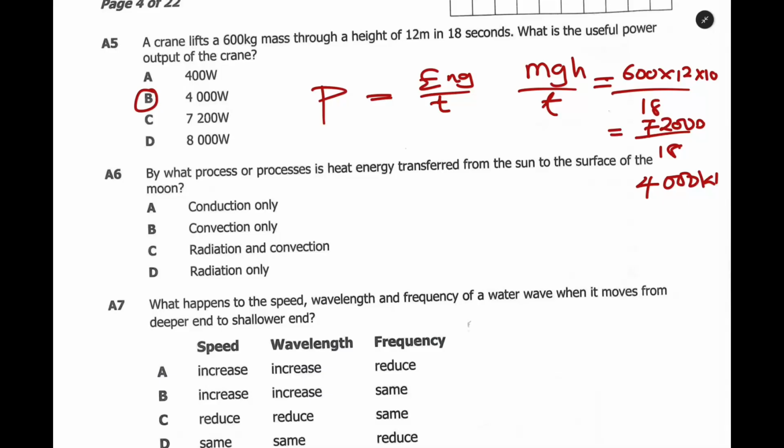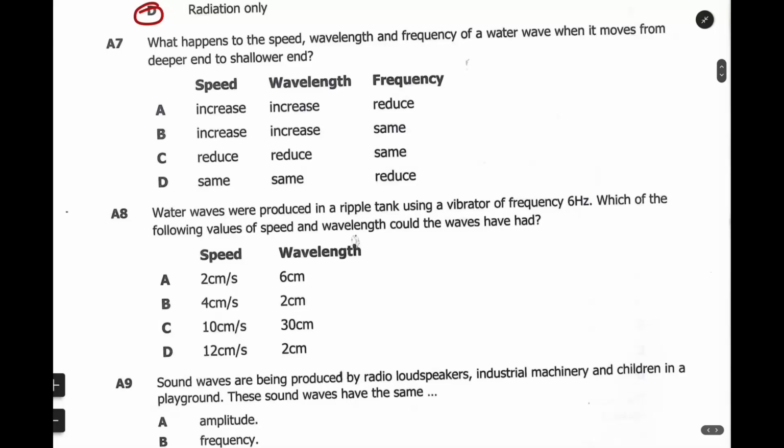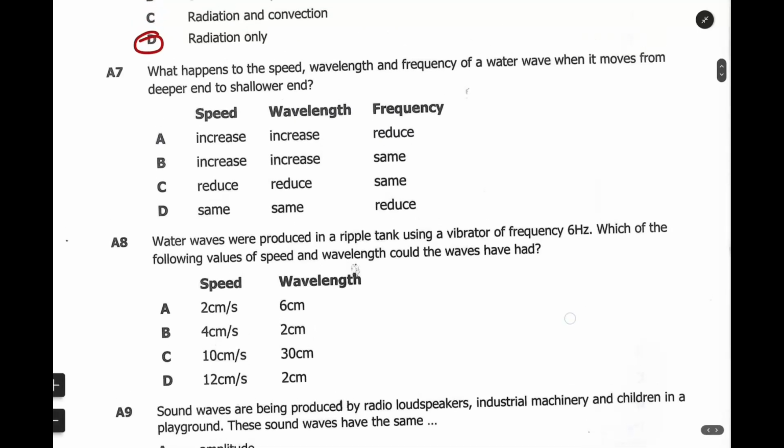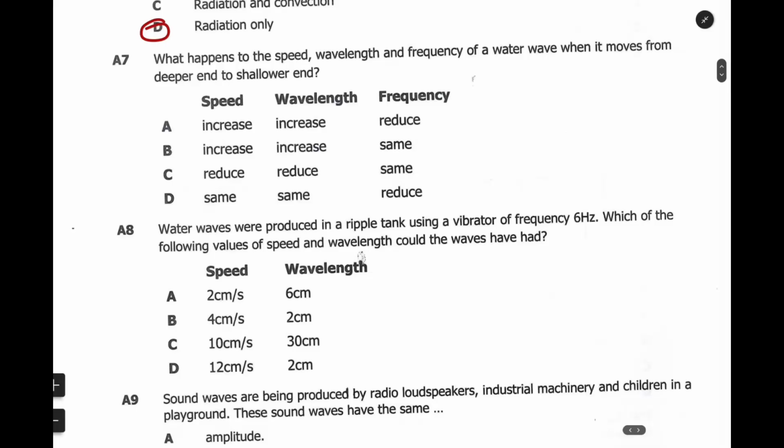By what process or processes is heat energy transferred from the sun to the surface of the moon? So heat or energy transfer in terms of the sun, the rays are the ones that are transferred, and these do not need any medium. So it's all by radiation. All right. Then let us look at question 7. What happened to speed, wavelength, and frequency of a water wave when it moves from a deeper end to a shallow end?